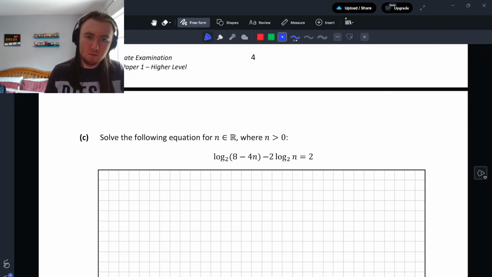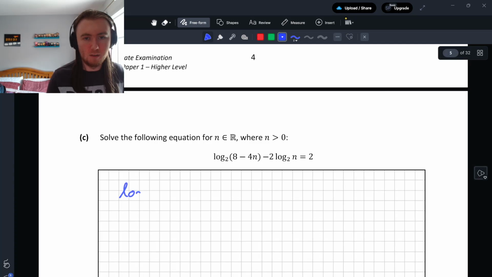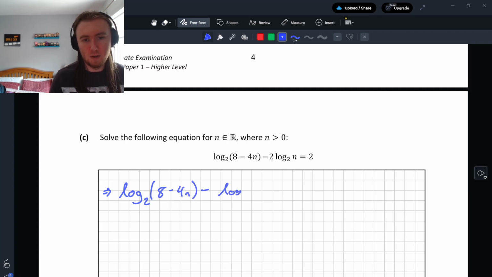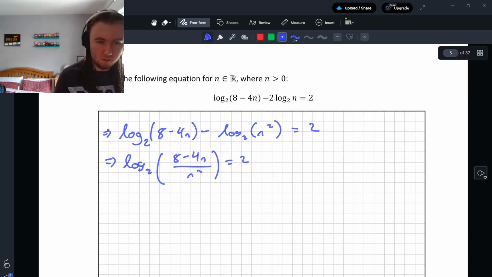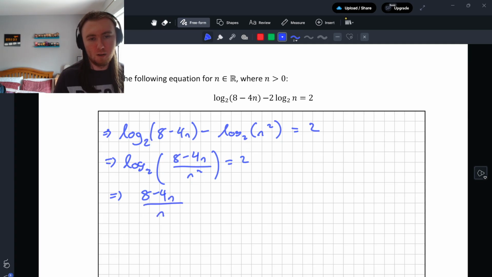Okay, solve the following equation in n, where n is greater than 0. Okay, so we have a difference of 2 logs, so we can just throw the logs together. But first I need to throw the 2 up, so I get log base 2 of 8 minus 4n, subtract log base 2 of n squared, is equal to 2. So then using the subtraction law for logs, I get log base 2 of 8 minus 4n over n squared is equal to 2. Raising both sides to the power of 2, I get 8 minus 4n over n squared is equal to 4. So 4n squared is equal to 8 minus 4n.